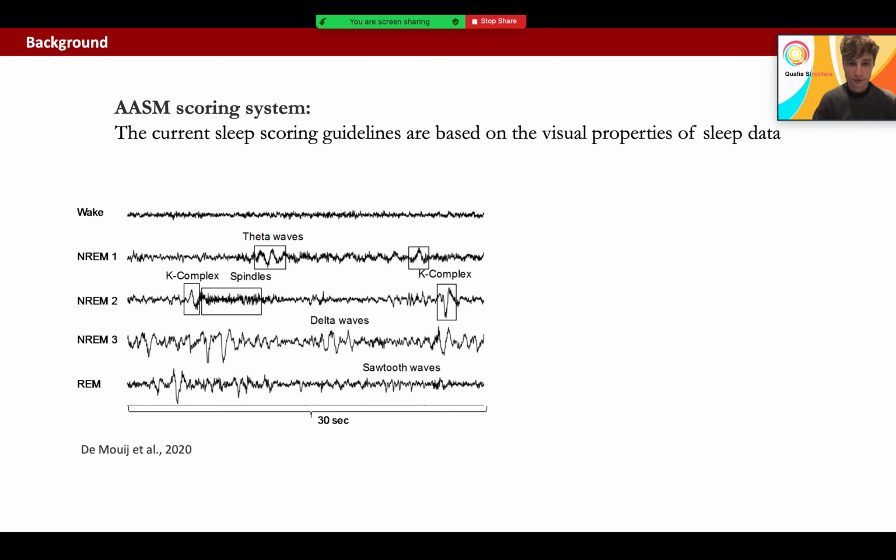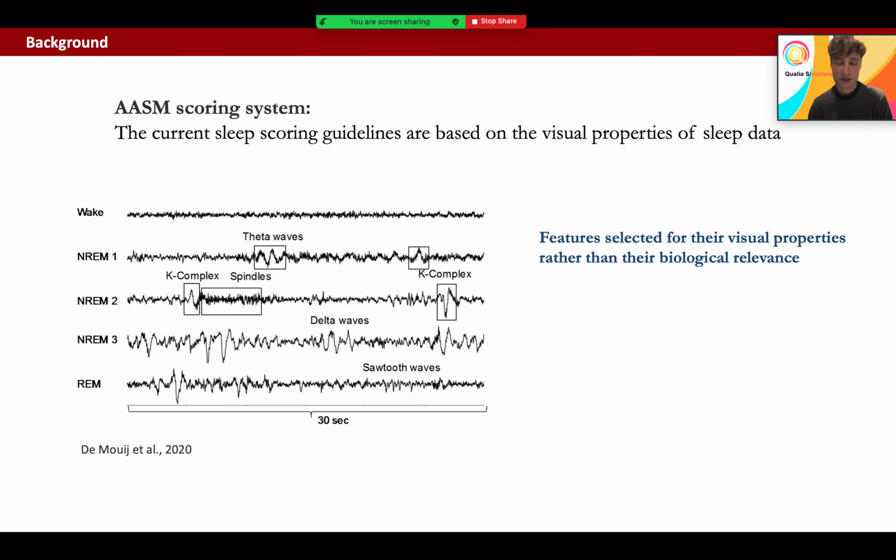So scorers look for visual patterns in the data, notably characteristic rhythms in the EEG, or transient events like sleep spindles in N2. But this simplistic scoring method poses two main limitations. First, the time series were selected for their visual properties rather than their biological relevance to sleep physiology. And also, because it's entirely based on visual inspection, only a few visible features are used to characterize the data, and we're probably overlooking a lot of information in the signals.